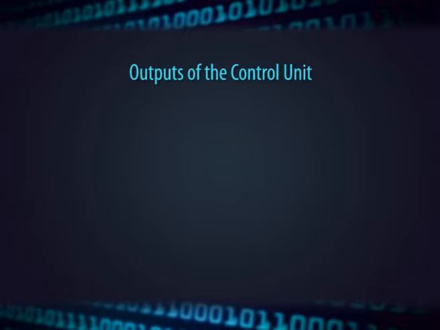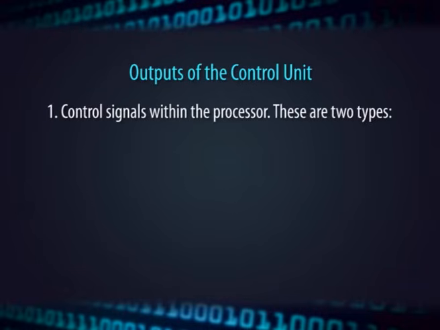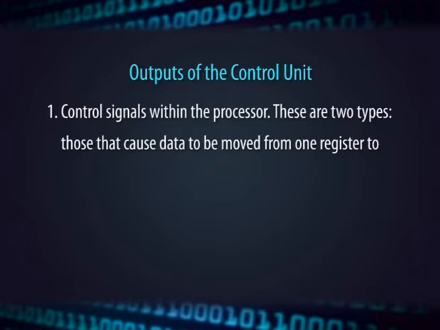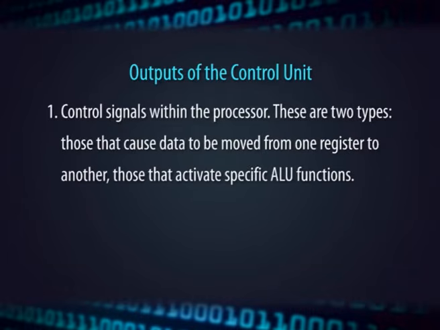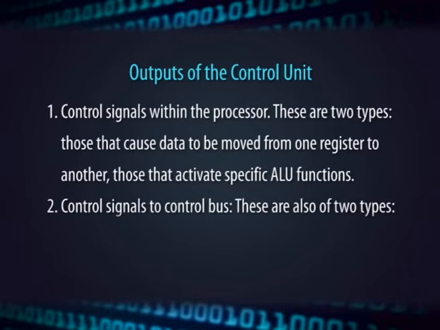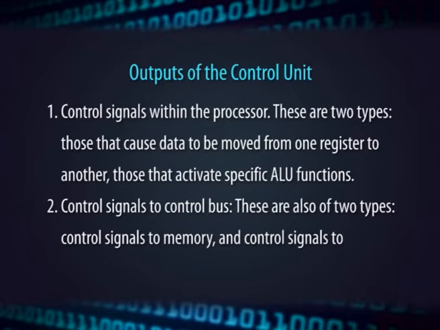The outputs of the control unit are the control signals which are generated by the control unit within the processor. These are of 2 types: those that cause the data to be moved from one register to another, and those that activate specific ALU functions. The second output of the control unit is control signals to the control bus. Again, these are also of 2 types: control signals to the memory and control signals to the I/O modules.